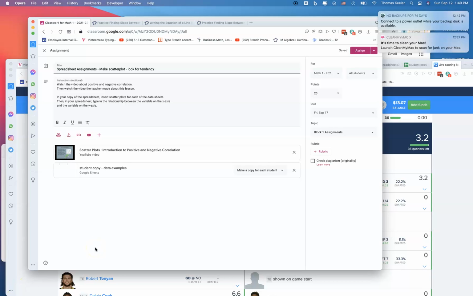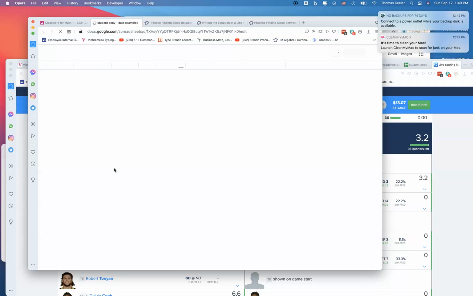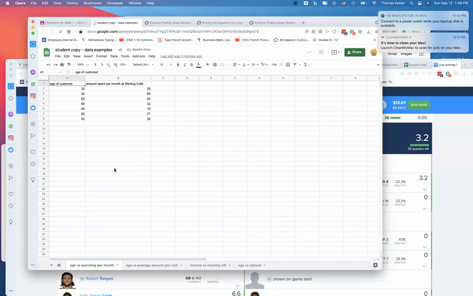So our spreadsheet assignment for this week is to make a scatter plot and look for the tendency. You're going to watch this video about positive and negative correlation. In other words, what's the relationship between two different things? Okay? And when we come to these examples, all you have to do is open up your data sheet.